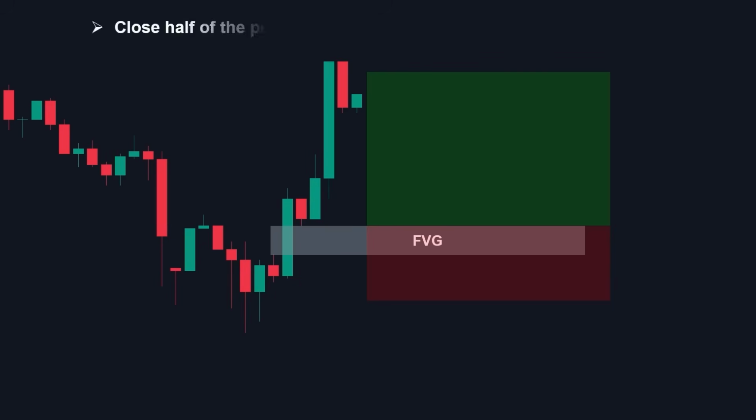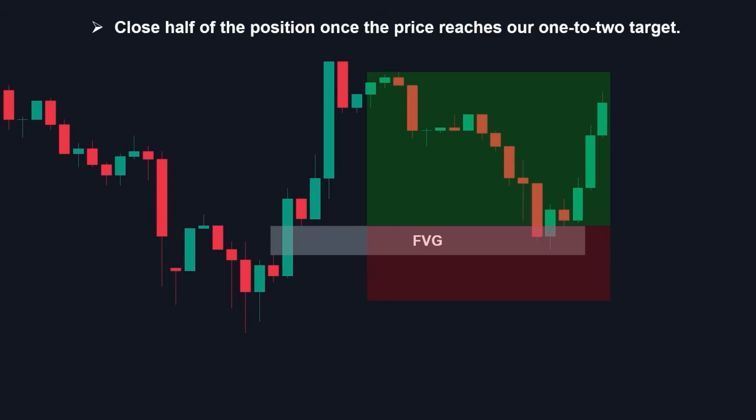To secure our trade, we'll make it break even by closing half of the position once the price reaches our 1 to 2 target. This way, even if the price retraces and hits our stop loss, we'll be at break even and won't lose any money. Consequently, we can maintain our position to maximize profits without feeling pressured. For the second target, we can either aim for double or triple what we've risked, or target higher time frame key levels. The same is valid for the bearish scenario.